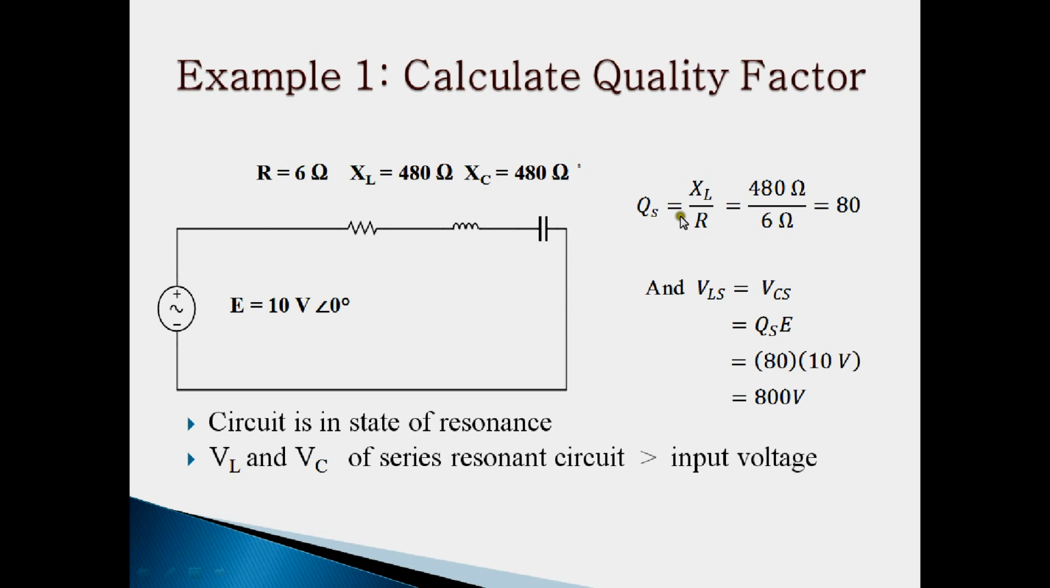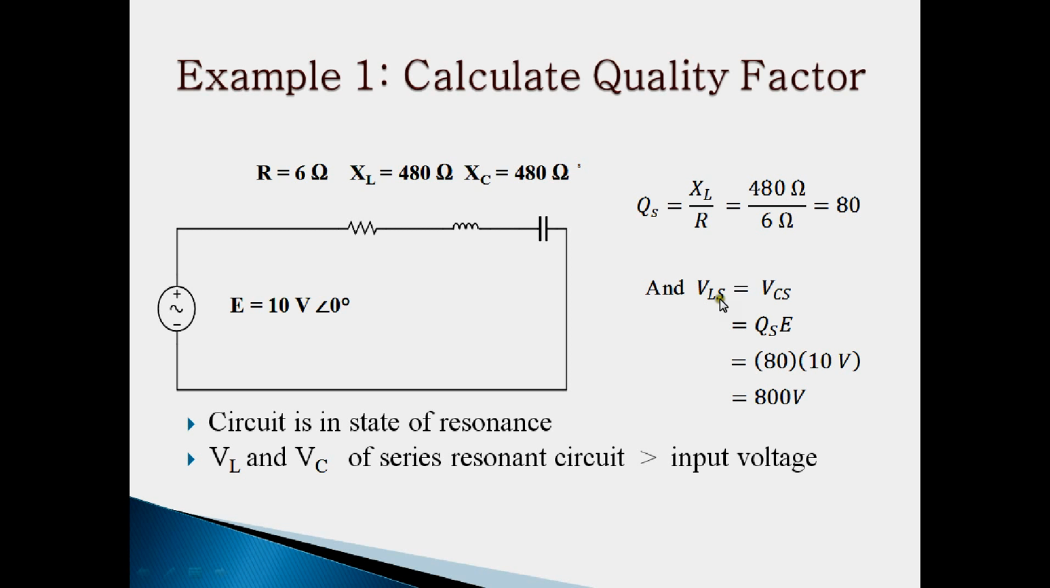So quality factor formula is XL divided by R. XL is 480 ohm divided by 6 ohm. We already studied quality factor is a dimensionless quantity, so ohm gets cancelled. Your answer is 80.